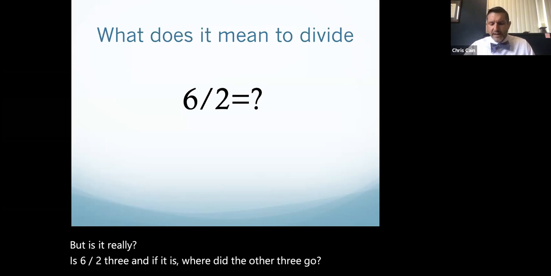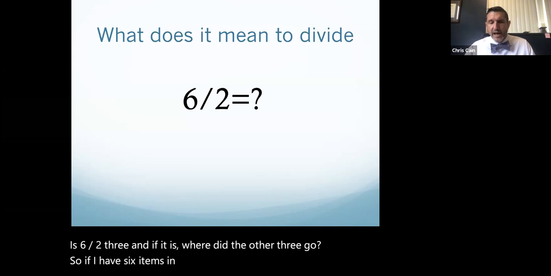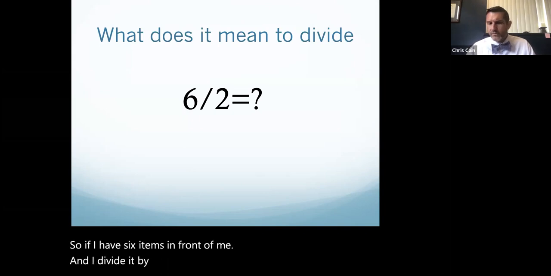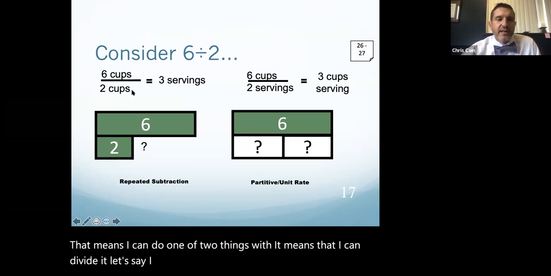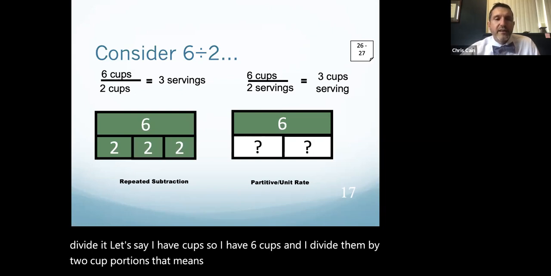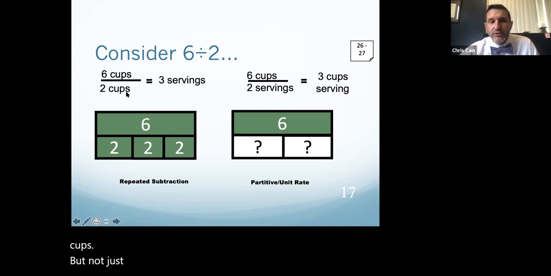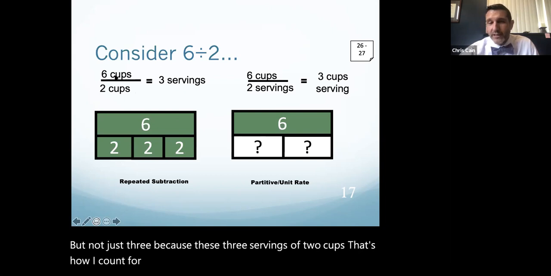So if I have 6 items in front of me and I divide it by 2, that means I can do one of 2 things with it. It means that I can divide it. Let's say I have cups. So I have 6 cups and I divide them by 2 cup portions. That means that I have 3 servings of 2 cups, but not just 3, because these 3 servings of 2 cups, that's how I account for all 6 cups. It's not just 3.